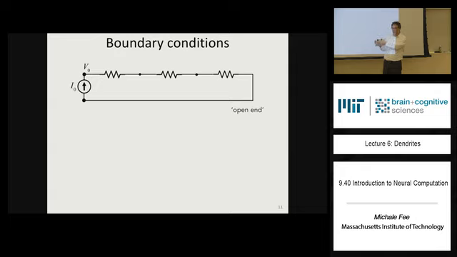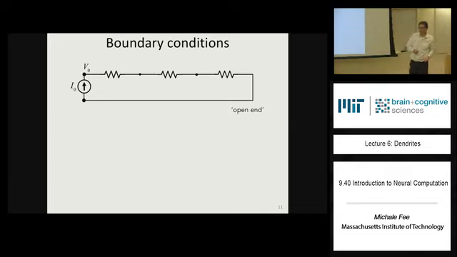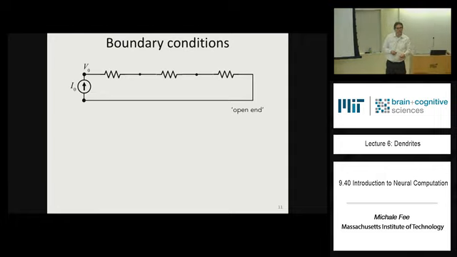Like, what's the word for those two wires touching each other? What's that called? It's a short circuit, right? If you cut the end of a dendrite off, you've created a short circuit. The inside is connected to the outside. Okay? So that's called an open-end boundary condition.